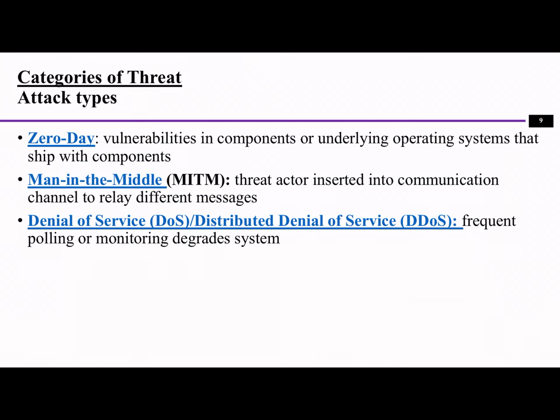And different types of attacks, especially related to Internet of Things. So these are typical ones. Of course, there are many different kinds of attacks. These are typical ones: zero-day, man in the middle, and also denial of service, and also DDoS. So let's first look at zero-day.